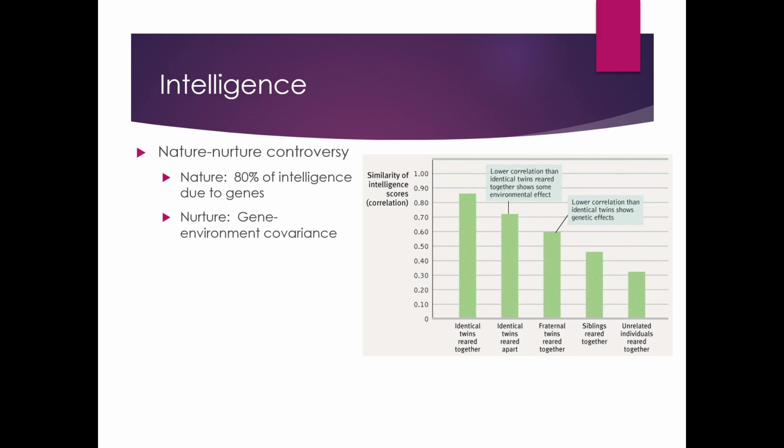So if you change the degree of overlap of the environment, you get a drop in correlation between the two individuals' IQ scores. If you change the amount of genes in common, you get almost exactly the same amount of stair step down in correlation. So we have to acknowledge that genes really set us up probably for a particular range of intelligence, and then the environment helps to determine where we fall in that range.